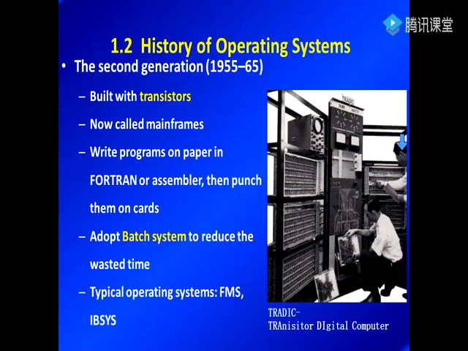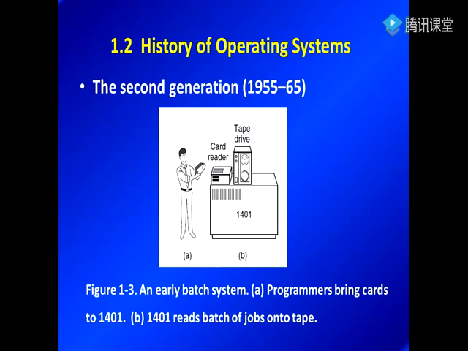So in this generation, you can see a raw operating system. Some raw operating systems just emerged, like FMS and IBSYS. We have some figures to show you how the batch system, I mean the raw operating systems, work for this generation of computers.